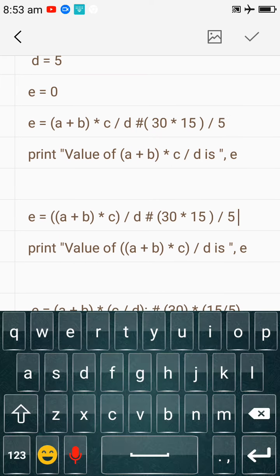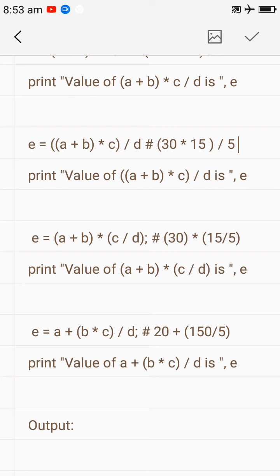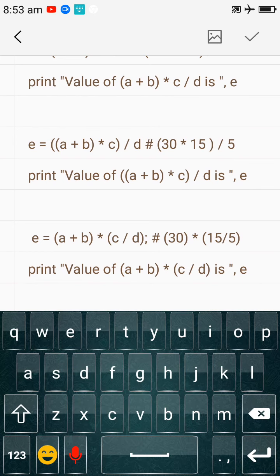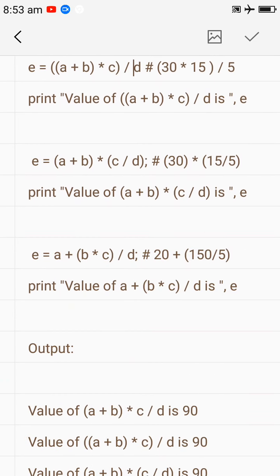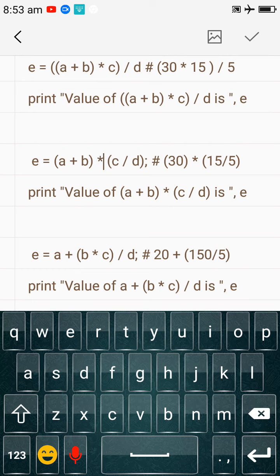Next, there is e equal to (a plus b) into c, then bracket close, divided by d. Here again the bracket will execute, a plus b will execute first, then multiplication will be performed, after that the division. Next, you can see (a plus b) into (c divided by d). Here two parentheses are present, so both parentheses will execute one by one. Firstly the a plus b parenthesis will execute, then the c divided by d parenthesis, then multiplication will be performed.